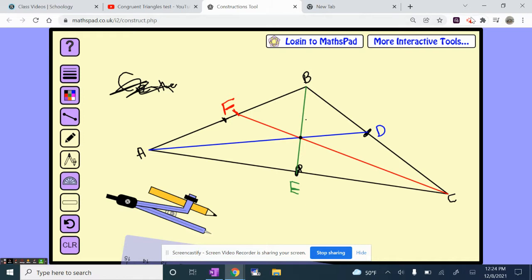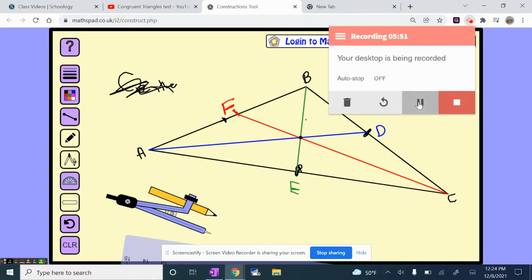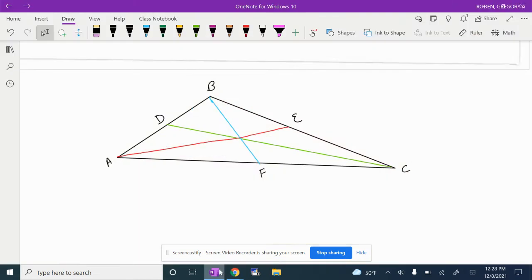Okay, so let me pull up my OneNote really quick. I've constructed my medians here, and I just estimated because I don't have a ruler for my OneNote. But let's pretend that D is the midpoint of AB, E is the midpoint of BC, and F is the midpoint of AC. They should be straight lines, guys. They have to be straight with a straight edge. I had to freehand it because my line maker tool isn't working great.